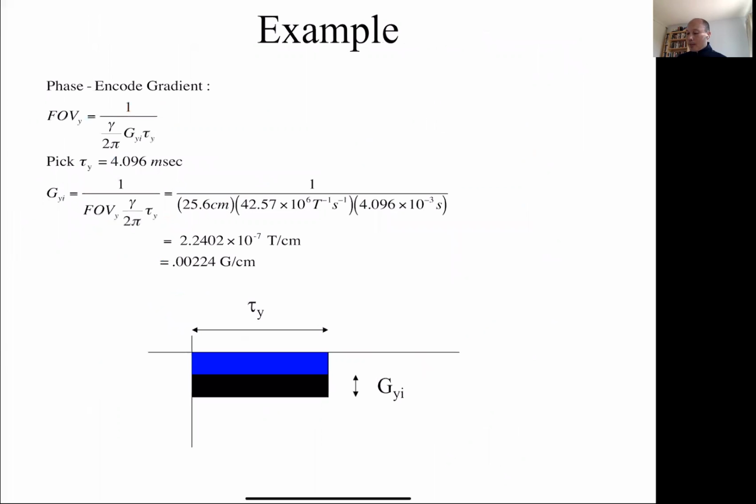Okay, so here's an example. FOV of y, remember our FOV was 25.6 centimeters. We just set that equal to 1 over delta KY. In this case, we're given tau sub y equals 4.096 milliseconds, so we're going to solve for GYI. If we do that, we end up with this very small 0.00224 Gauss per centimeter phase encode gradient increment.